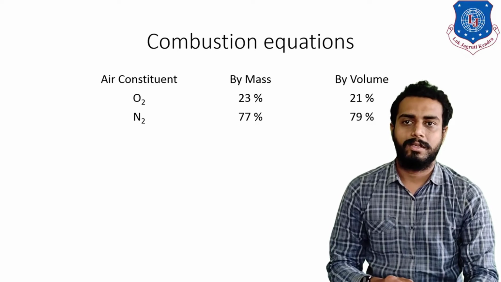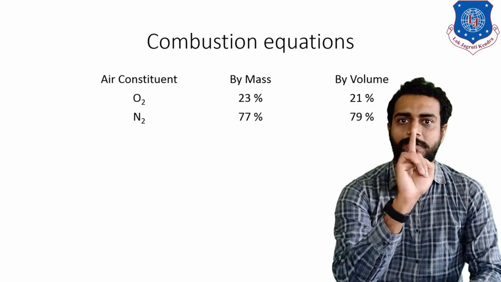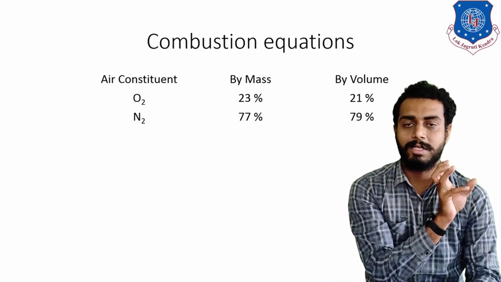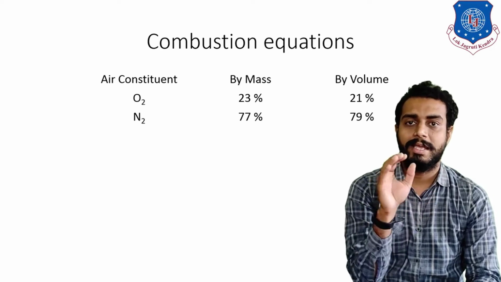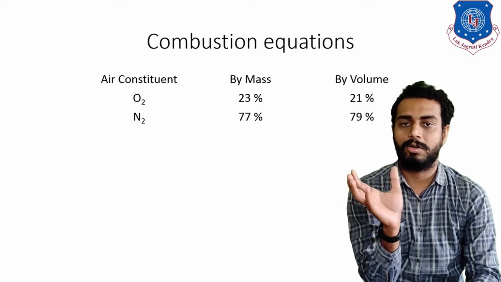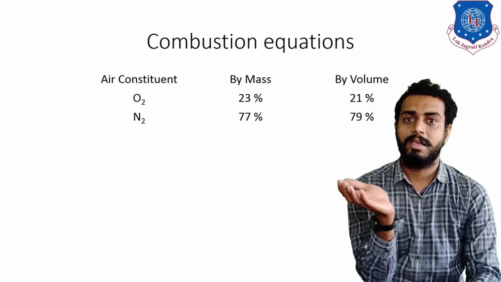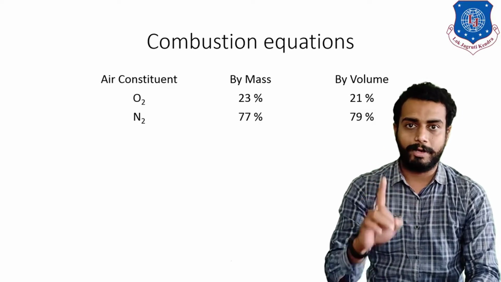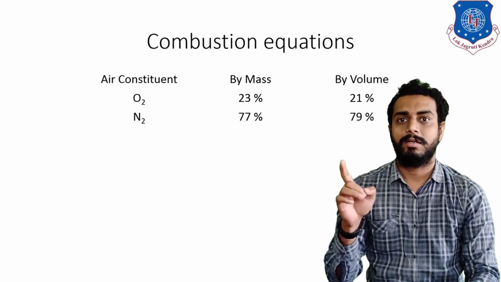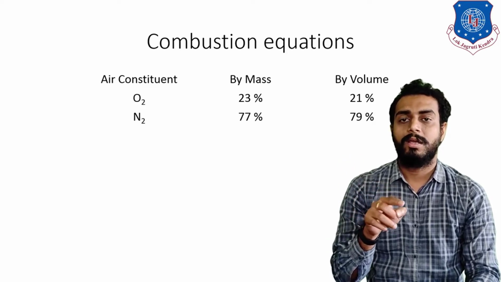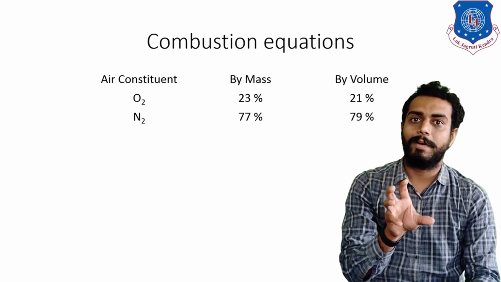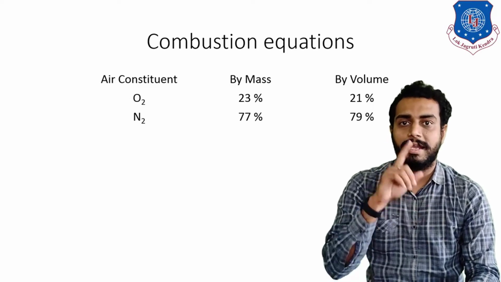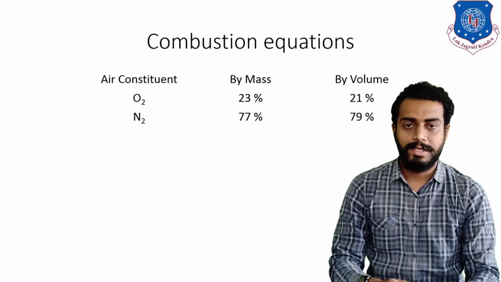The meaning is very simple. If you take 1 kg of air, 23% or 230 grams will be occupied by oxygen, and the remaining 770 grams will be nitrogen. In the same way, if you take air of 1 meter cube volume, then 0.21 meter cube will be occupied by oxygen and 0.79 meter cube by nitrogen in that 1 meter cube of air. Clear? The meaning is simple.